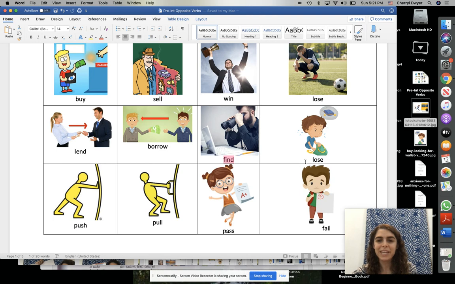Okay. Next, lose. Lose. So this is the same word, but a little bit different meaning. So instead of losing a game, she cannot find something, this lady.